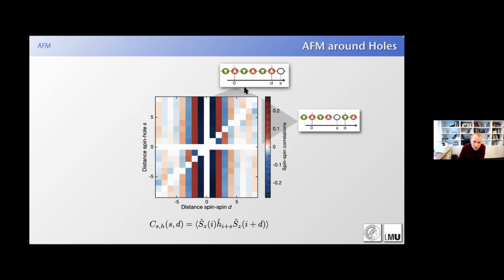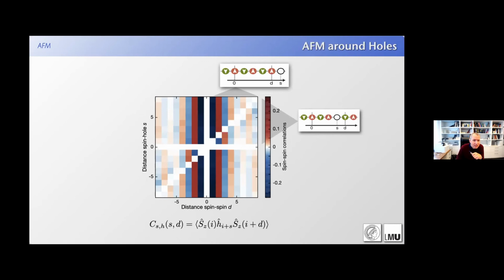Now let's go to this configuration first. You see, if the hole is outside of the two spins we're correlating, then we have this nice down, up, down, up, down, up, down, up antiferromagnetic correlator. But if the hole moves between the two spins, then everywhere where you had red turns to blue, and where you had blue turns to red. So you can directly see how the parity of the antiferromagnetic ordering has shifted.